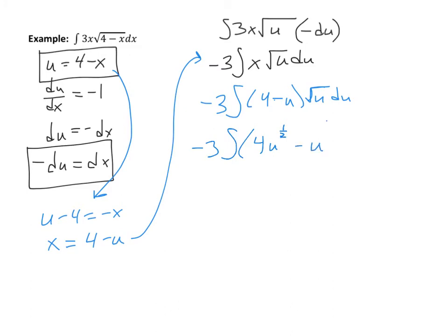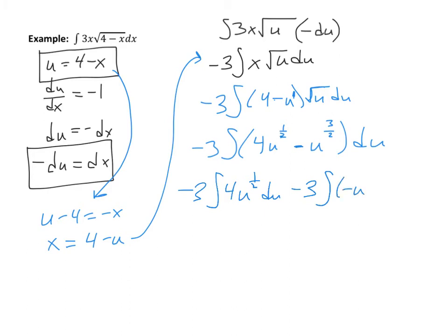And here I'll have u to the 3/2 power, which I got by thinking about this being a u to the first and this other one over here being a u to the 1/2 power, and I just added those powers together. Final steps I want to do here are to use my rules of integration to break this into integrals and use the constant multiple rule to bring things out. So I'm going to have negative 3 times the integral of 4u to the 1/2 du. And then here I'm going to have minus 3 times the integral of negative u.